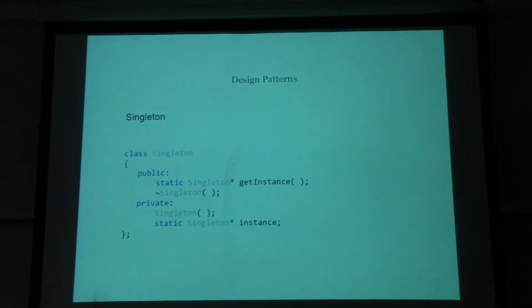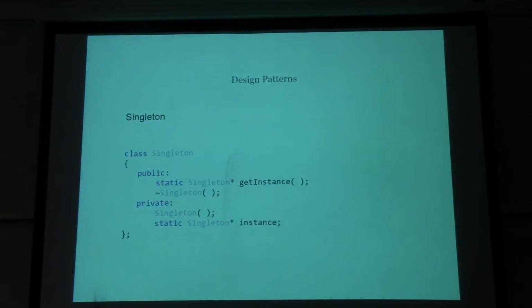Call the constructor. The instance is null, so what we're going to do is call the constructor, and say instance is equal to new singleton. Right? Close our conditional. And then we're going to return instance.